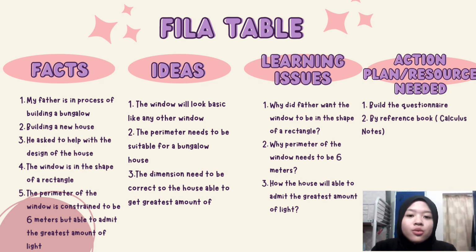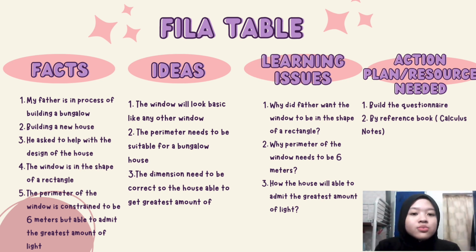So the ideas. The first one is the window will look basic like any other window. The second one, the perimeter needs to be suitable for a bungalow house. The third one, the dimension needs to be correct so the house will be able to get the greatest amount of light.